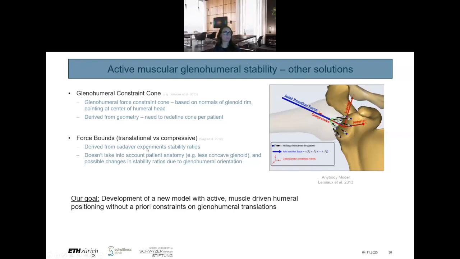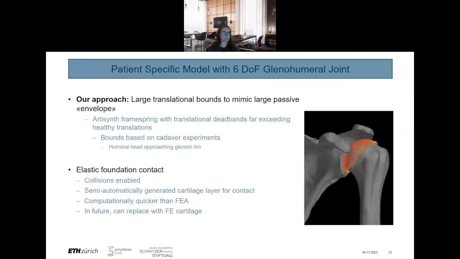There's also a similar method that's based on cadaveric experiments of stability ratios. So looking at the translational force that the joint can withstand given a specific compressive force. And that also varies in the different directions. But the problem there is that it doesn't really take into account patient specificity. And these stability ratios might also change as you get different orientations of the glenohumeral joint throughout the movement. So our goal was to develop a new model that has active muscle-driven glenohumeral stability without any restrictive constraints on the translations.